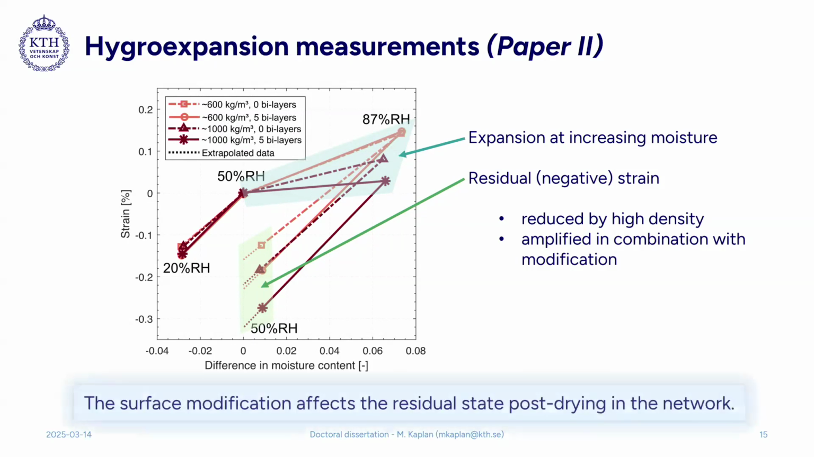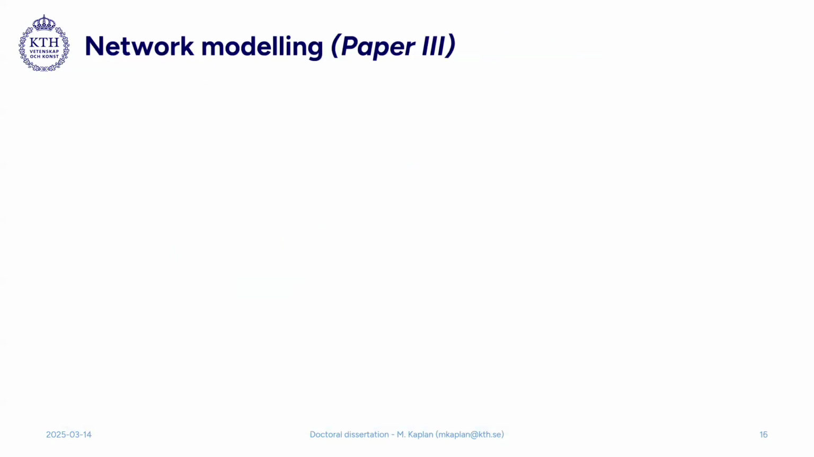And what we have shown is that by including the surface modifications, we actually change the residual state post-drying of the networks. And of course, there were a lot of interesting things to look into here, which is why we went into network modeling of these materials.